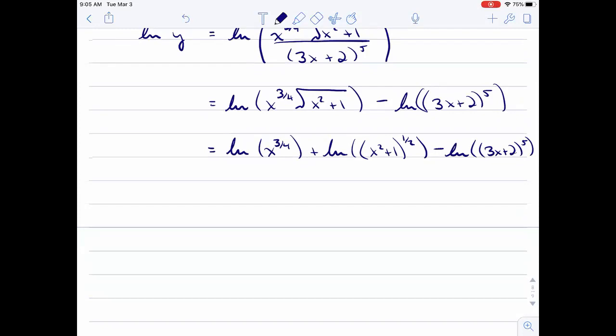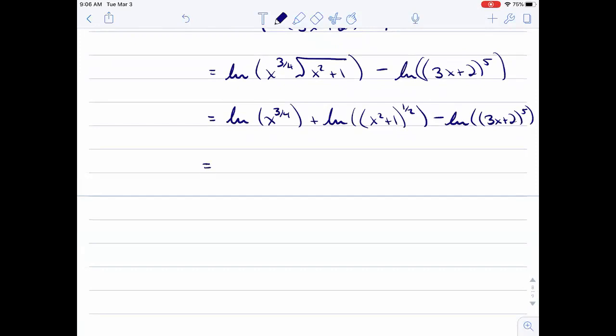Right. So now I can rewrite all these logs with the power down in front by the log laws. And so I get 3 over 4 times the log of x plus 1/2 times the log of x squared plus 1 minus 5 times the log of 3x plus 2. Those are all equivalent. This looks a lot easier to differentiate. Just got a constant times a log, potentially a little bit of a function inside, right? But nothing too out of hand.